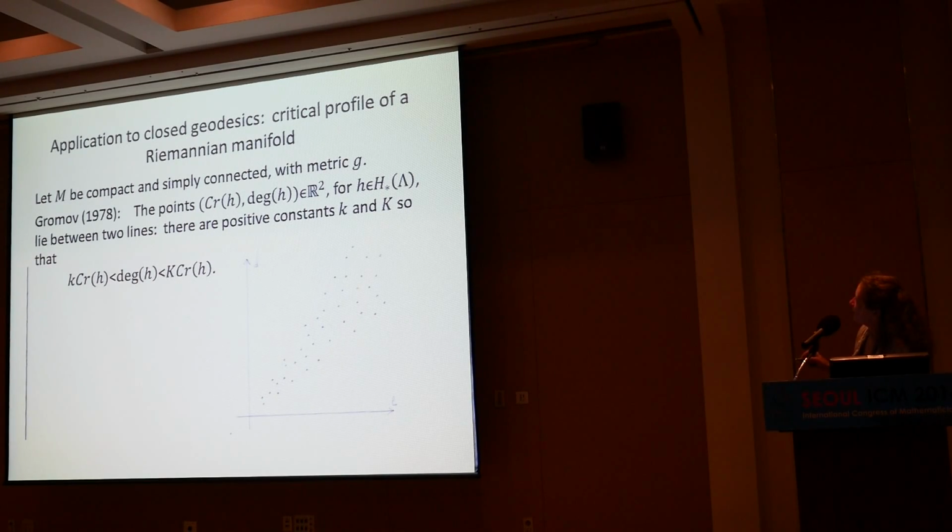So M is going to be compact and simply connected with a metric G. Gromov proved the following thing. For every homology class on the based loops, we're going to plot the following point in the plane. The first coordinate is the critical level of H, and the second coordinate is the degree or dimension of H. So we plot these points in the plane, and what Gromov proved is that they lie between two lines that go through the origin.